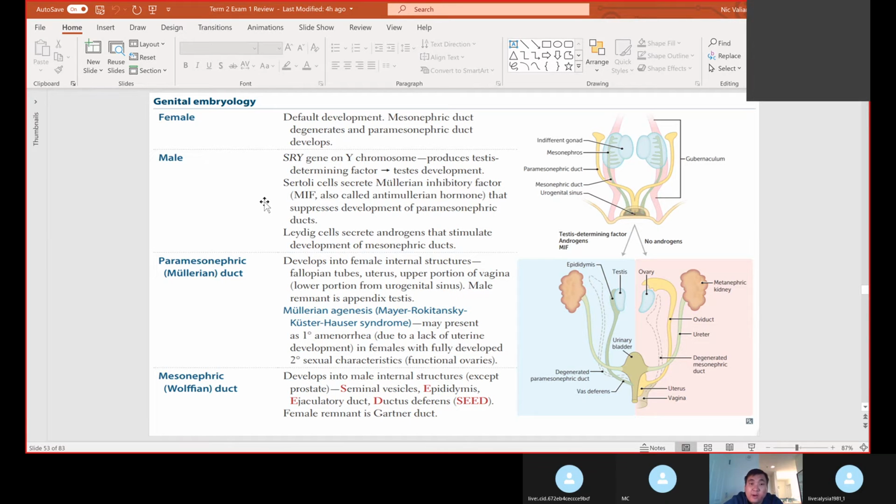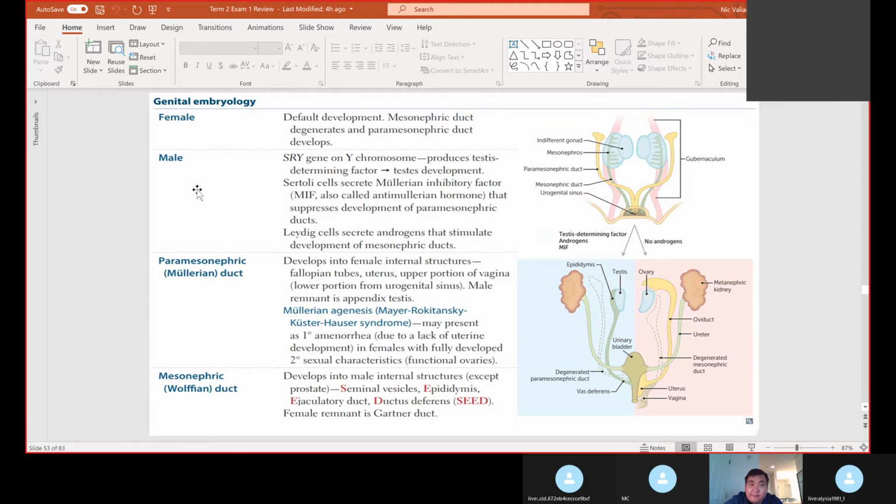SRY gene on the Y chromosome, which produces what? Testis determining factor, TDF, which causes testis development. The Sertoli cells also secrete MIF, Mullerian inhibitory factor, that suppresses the development of your paramesonephric duct, and the Leydig cells secrete androgens that stimulate the development of your mesonephric duct.